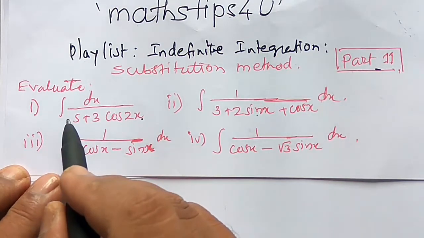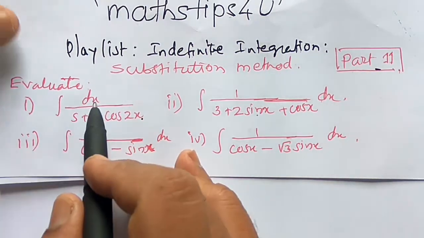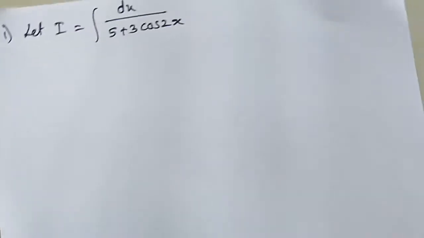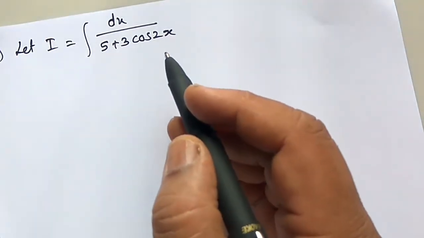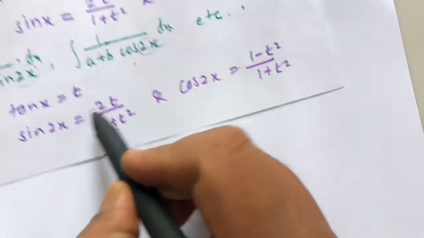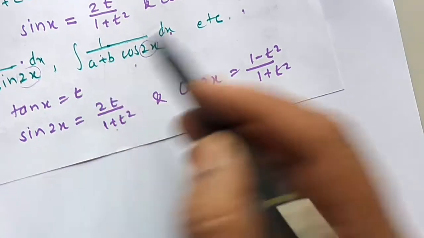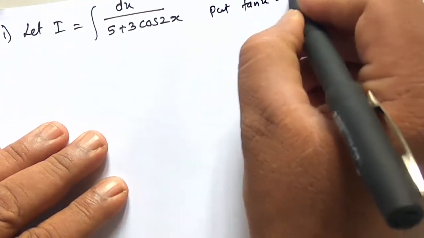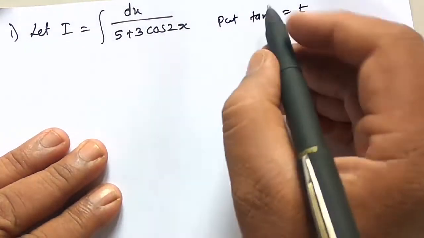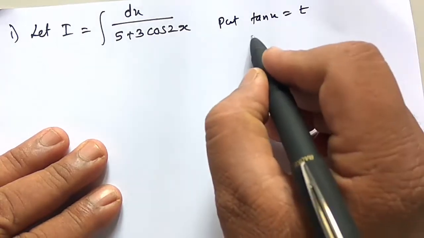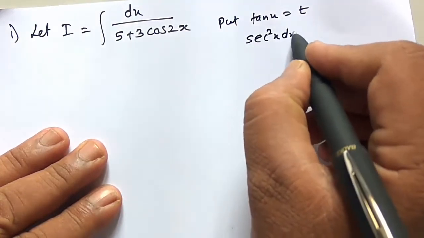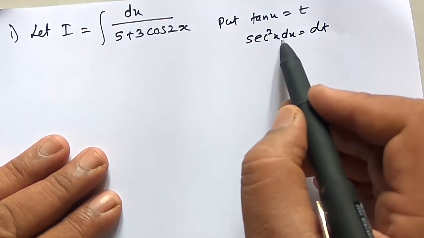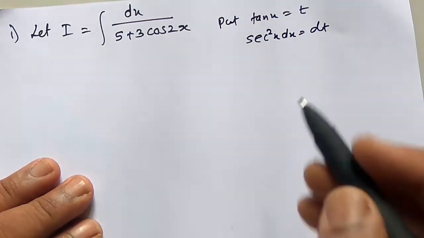Now I will solve example number 1: integration dx upon 5 plus 3 cos of 2x. Now for that we use tan x is equal to t. So put tan x is equal to t. Differentiating with respect to t, we get sec square x dx is equal to dt. The derivative of tan x is sec square x, so sec square x dx is equal to dt.